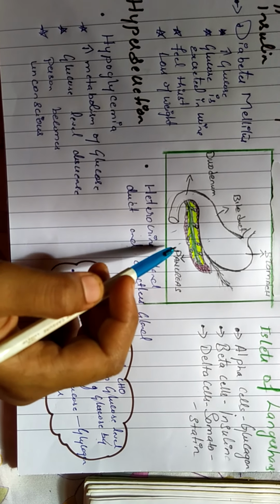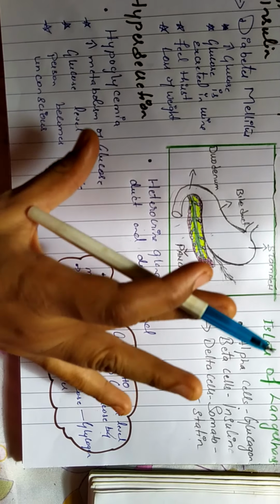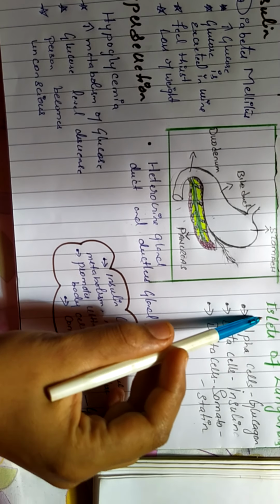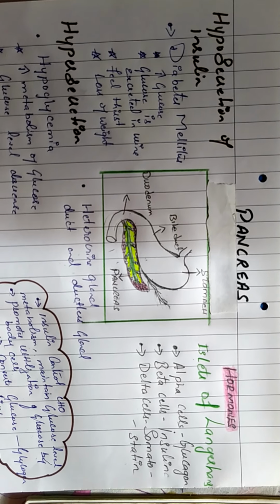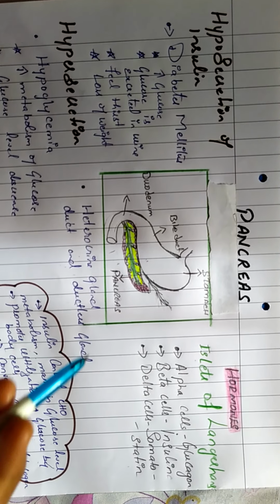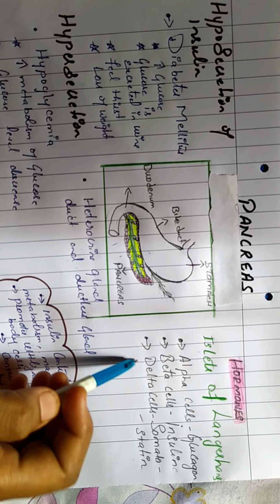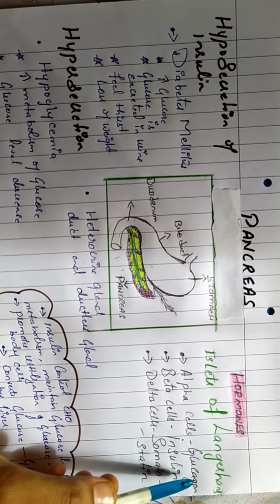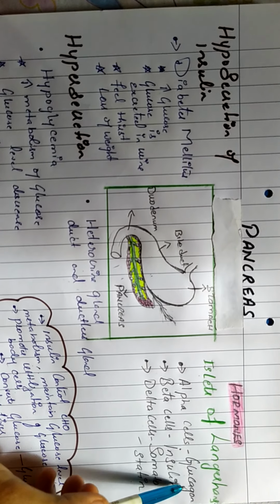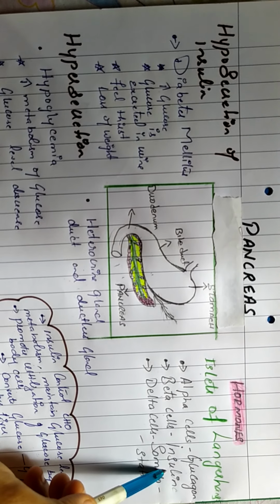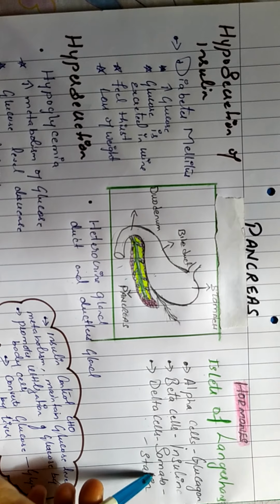The endocrine part contains a small group of specialized cells called the islets of Langerhans, such as alpha cells, beta cells, and delta cells. Each cell produces particular hormones. The alpha cells produce glucagon, beta cells produce insulin, and delta cells produce somatostatin.